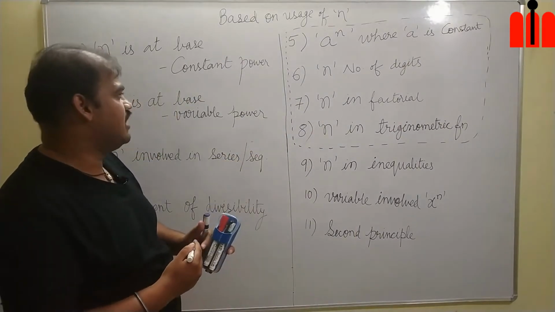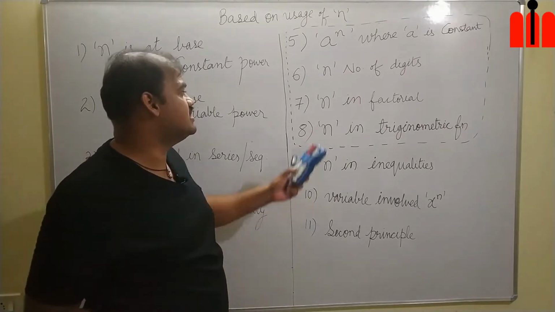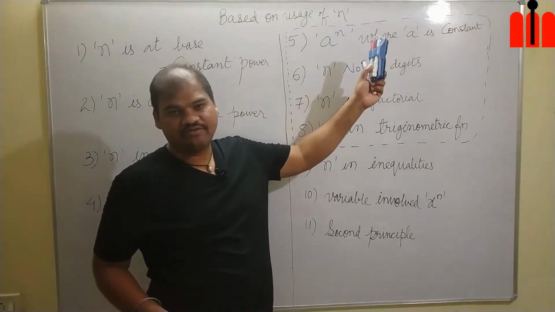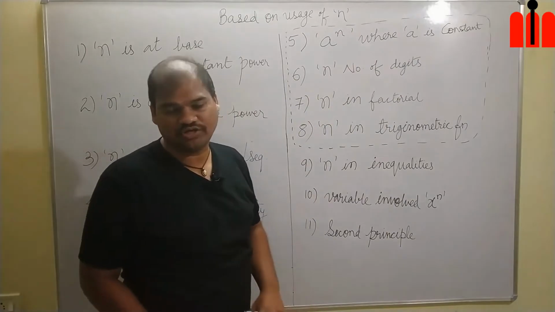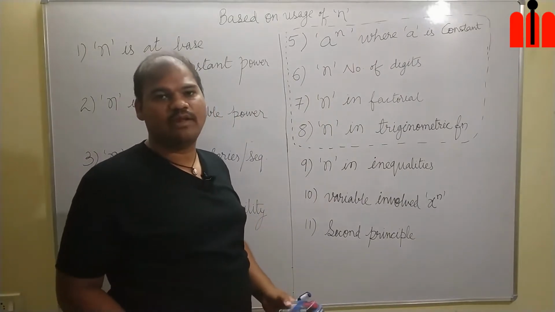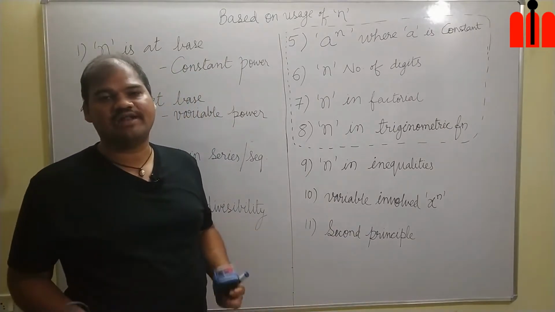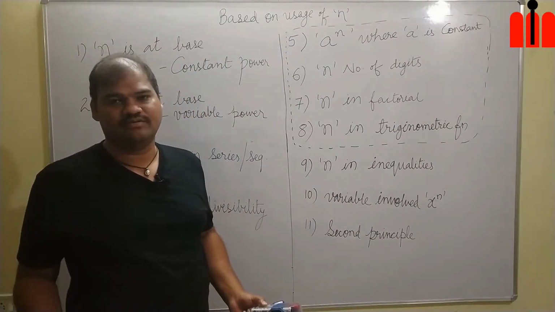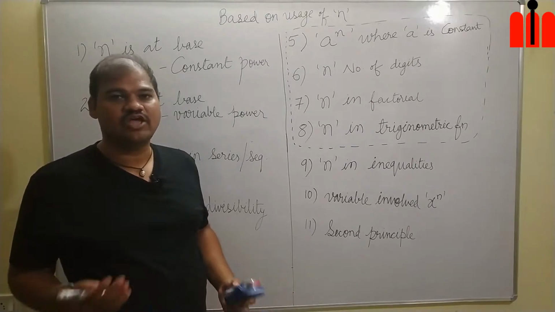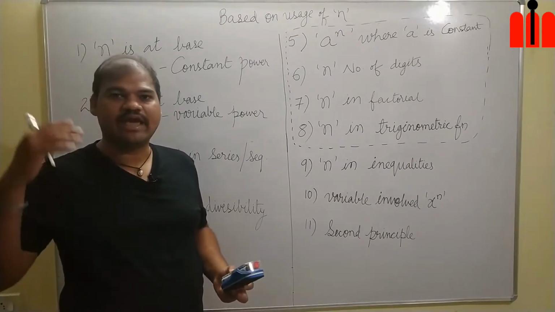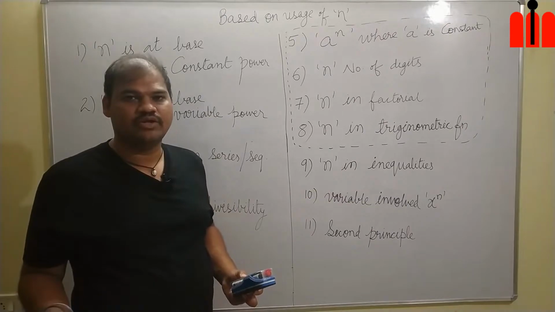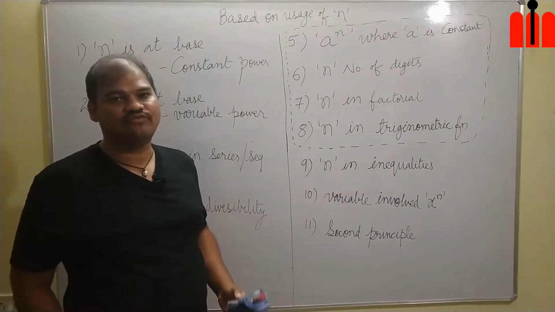So what is category 5? Category 5 is a to the power n where a is constant. A problem which is having a to the power of n type, like 2 to the power of n minus 3 to the power of n. Such type of problems, where 2 and 3 are constant and n is at the power.